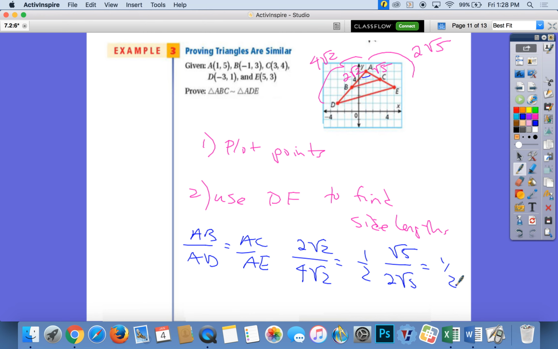So I've shown that my two side lengths are proportional. Now I just need to write up that angle A is congruent to angle A by the reflexive property of congruence. And therefore, I can conclude, just by my work here, that these are similar by side-angle-side similarity. Oh, I can write it correctly.